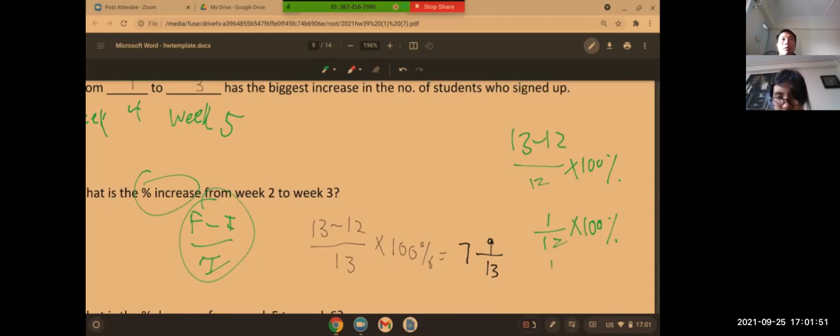What are you still waiting for? 1 over 12 times 100%. Use the calculator, quickly get the fraction, then quickly get the answer.